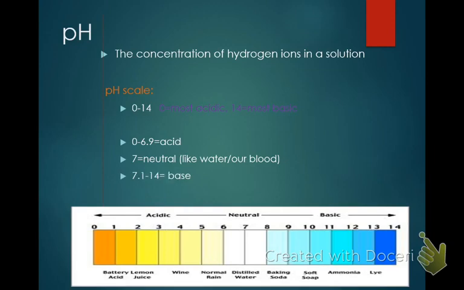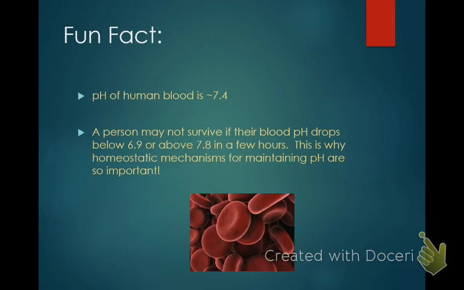Seven is neutral, like water or blood, and everything above that is basic. So just a little fun fact, the pH of human blood is 7.4, and a person may not survive if their blood pH drops below 6.9 or above 7.8 in a few hours. So this is why we have homeostasis, which we'll be doing a whole project on later, so you can look forward to that, in order to maintain pH.